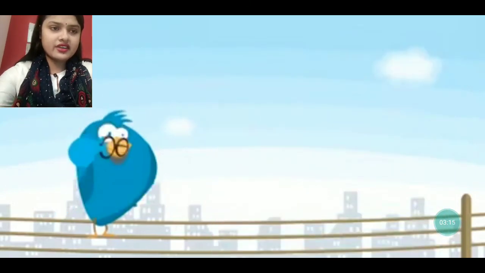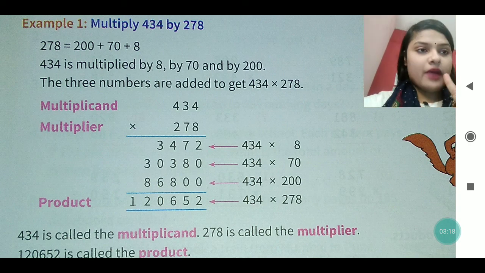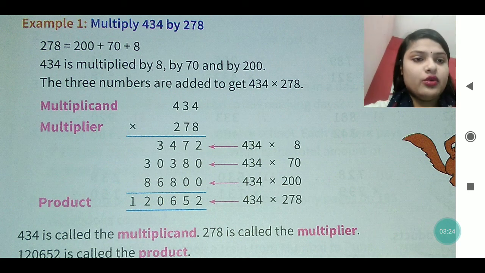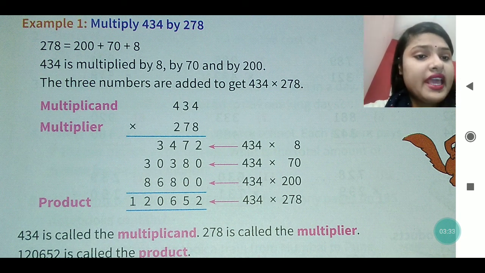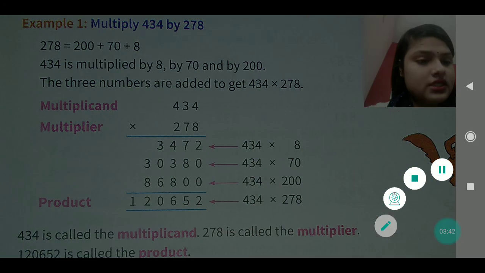Okay, my dear. So students, from those two examples, I think you have learned how to do the multiplication. Now one more example I have taken, you can see. Here it is also mentioned which is the multiplier and which is the multiplicand. Like 434 is the multiplicand, 278 is the multiplier. And when we have multiplied, we have got the product. So let's start and do this.